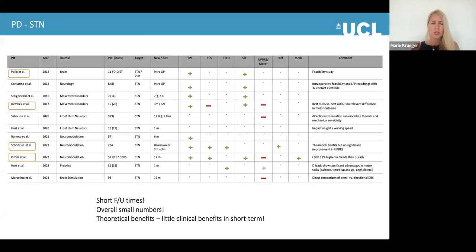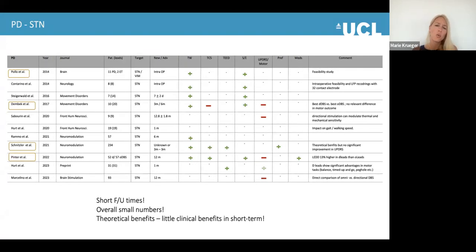So to summarize the literature on STN or PD for directional electrodes, we have very short follow-up times. We have an overall small number of patients, so there's clearly a gap in the literature. And the theoretical benefits are definitely there, but so far we can only see little clinical benefits in the short term. So one thing that we can discuss is, this overall opinion of our experts, and that's actually my gut feeling too, that they are actually better than the omnidirectional electrodes, isn't really represented in the literature.